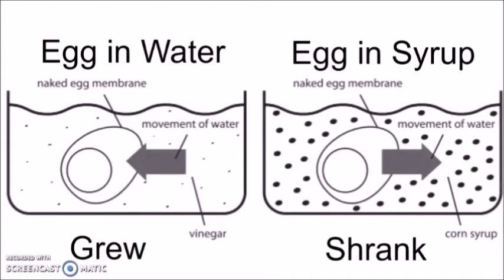This is how osmosis differs from diffusion. Osmosis is a special kind of diffusion that involves only the movement of water through a selectively permeable membrane.